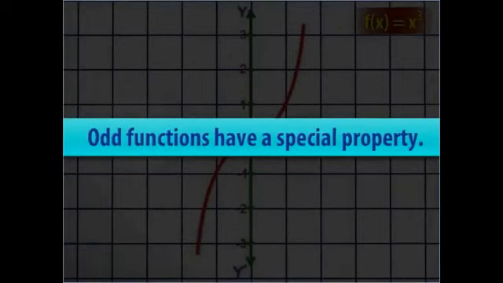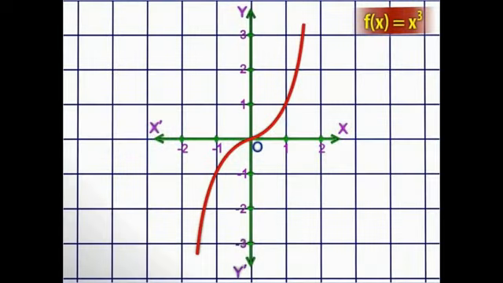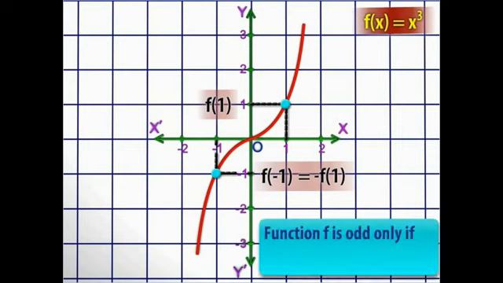Odd functions have a special property. To understand the property, consider any value of x on the positive x-axis, say 1, then f of 1 is 1. Now if you take the value as negative 1, then f of negative 1 is negative 1, which is equal to negative f of 1. This helps us to conclude that the function f is an odd function only if the input, say negative x, gives the output negative f of x.